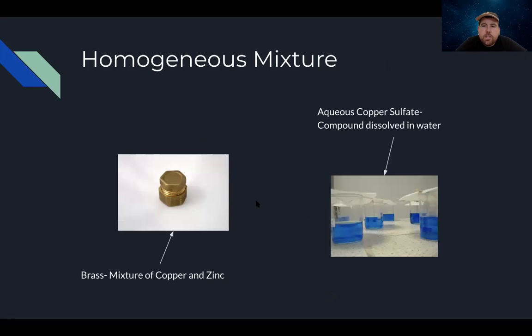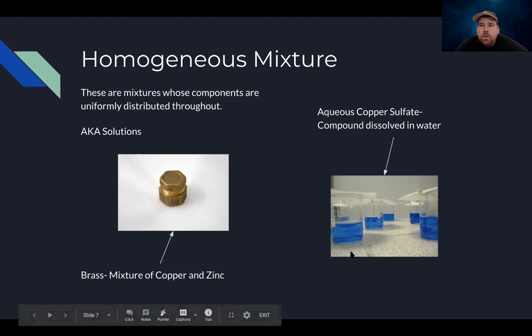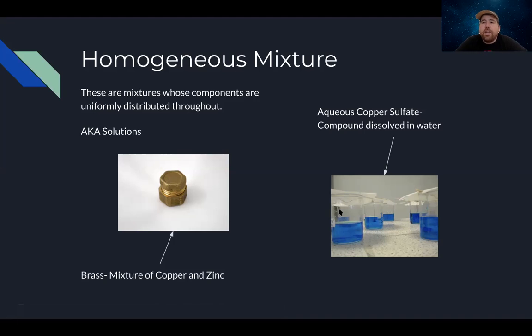Next, we have a homogeneous mixture. Don't forget, this is also called a solution. Solutions are going to be mixtures whose components are uniformly distributed throughout, meaning that the ratio of elements isn't different on the top or the bottom or the left or the right-hand side of the type of substance you're looking at. We have aqueous copper sulfate on the right-hand side. Notice that in these beakers filled with copper sulfate, the blue solution there isn't more or less blue depending on where you are within one of the beakers. It is uniform throughout, and that's because the ratio of copper sulfate is the same throughout the entire mixture. So homogeneous mixtures or solutions, once again, are mixtures whose components are uniformly distributed throughout.